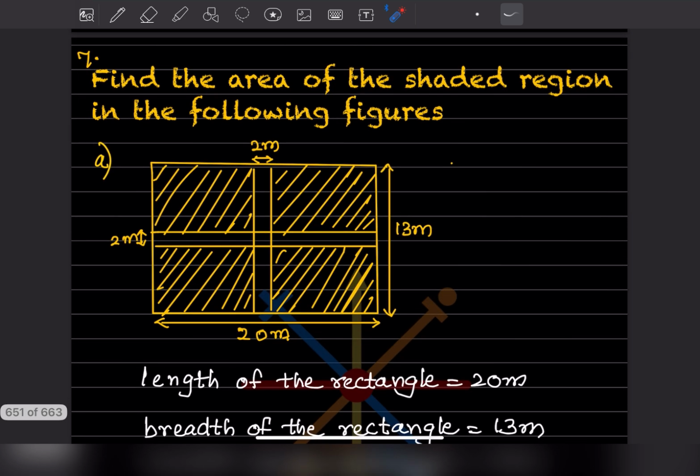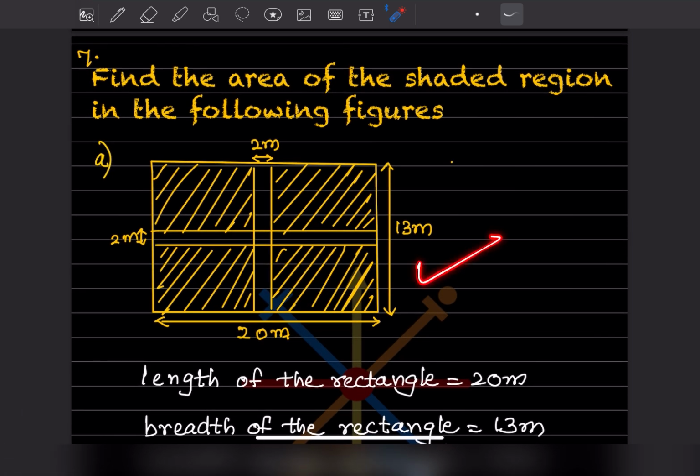Find the area of the shaded region in the following figure. So this figure has been given and we want this and this thing. We want the area of the shaded region.